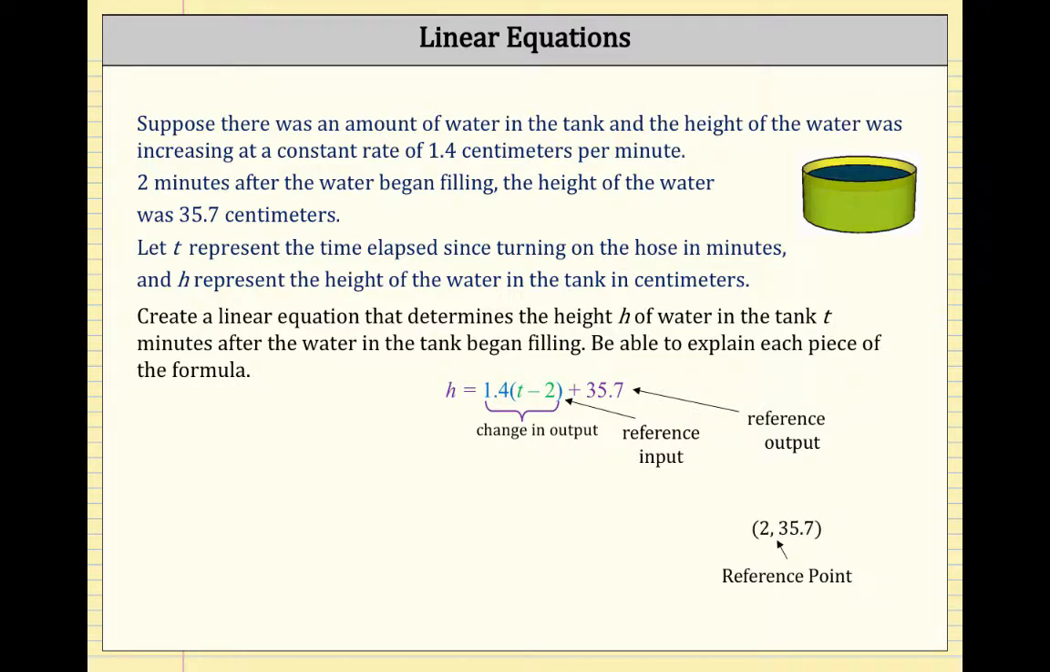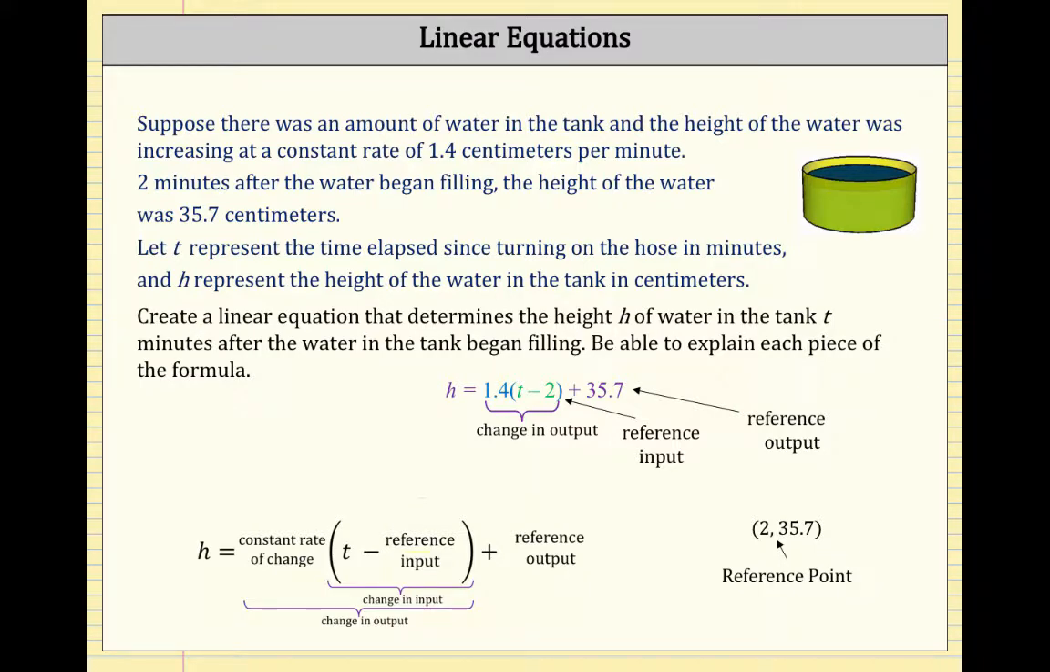So in this case, the reference point was (2, 35.7) from a graphical perspective. As we look at this, really the general template or general equation is that for any arbitrary constant rate of change, in this case 1.4, the formula that describes generically how to predict height given any time is the constant rate of change times the quantity t minus the reference input, plus the reference output. That would determine, for a given time, the corresponding height of the water in a tank.